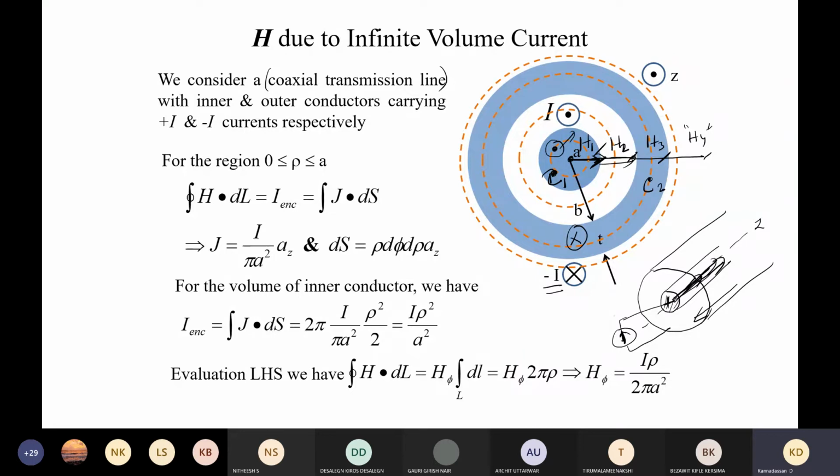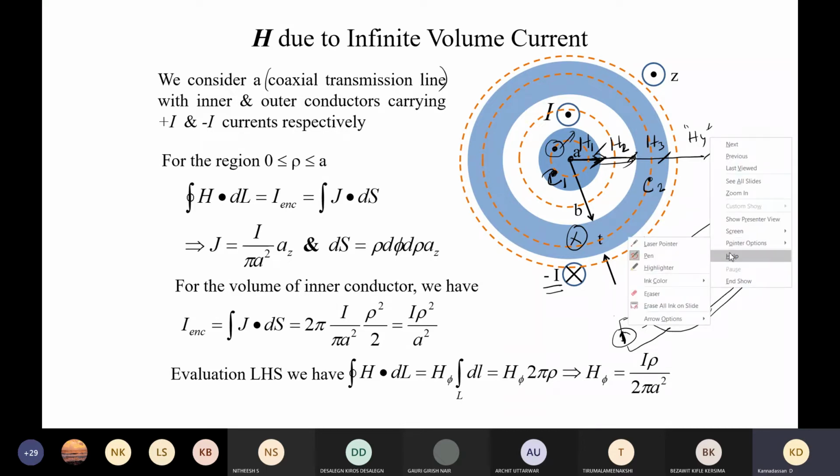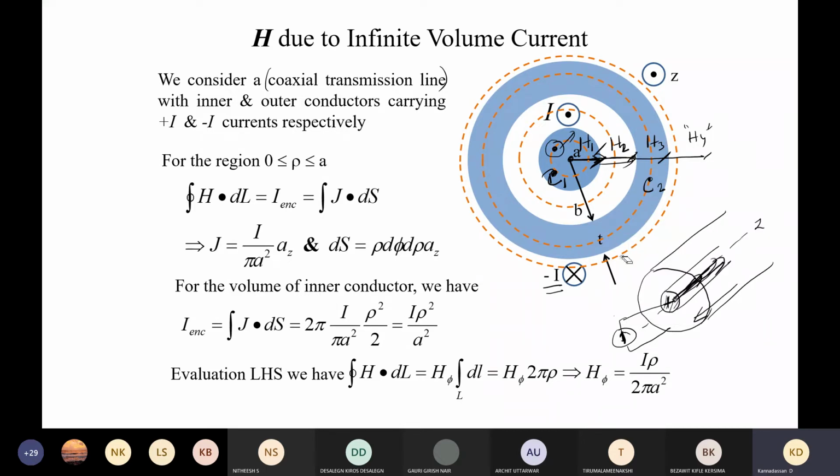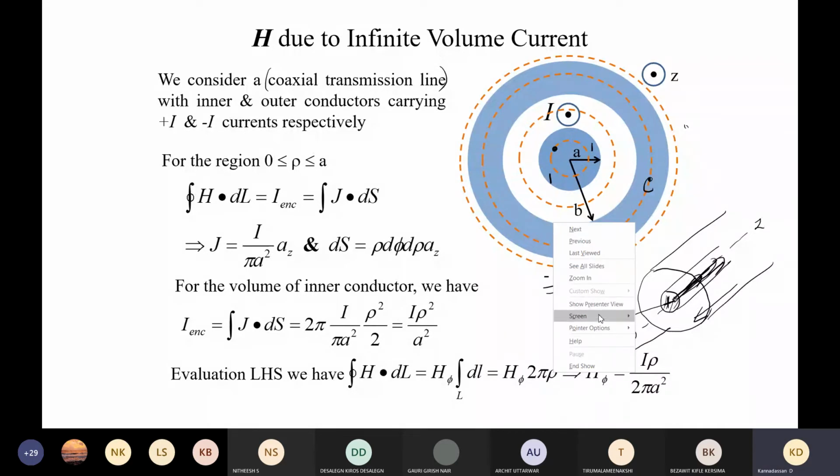The Amperian path, as I already told, is supposed to collect all the magnetic fields with respect to the particular point. So in order to do that, it is a line vector, and it is an infinite line.